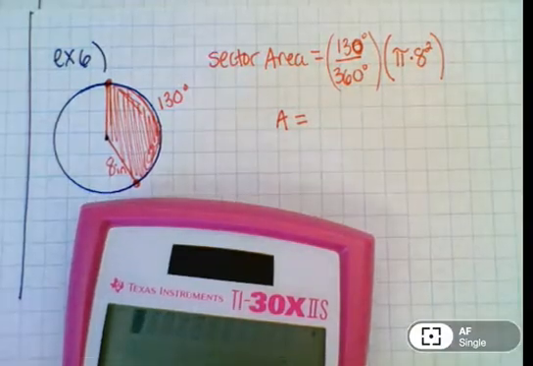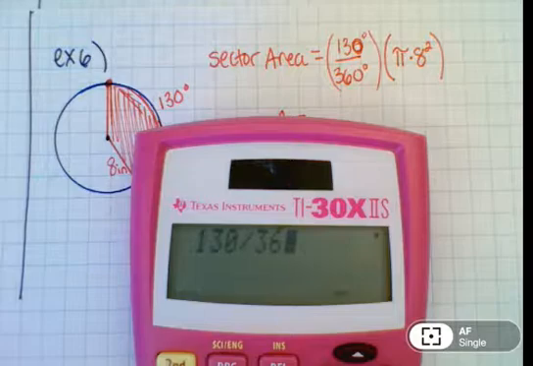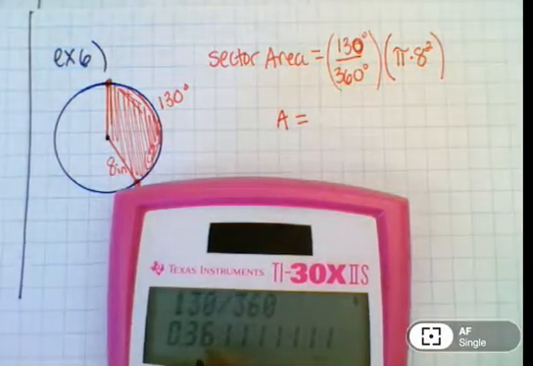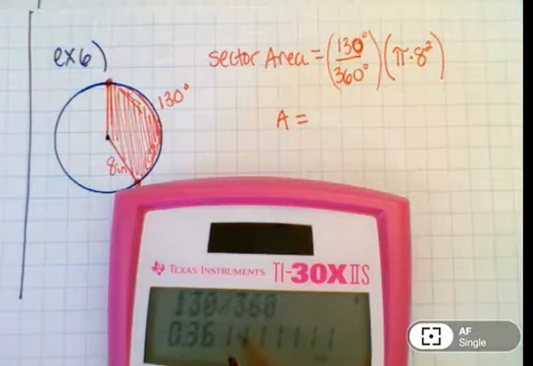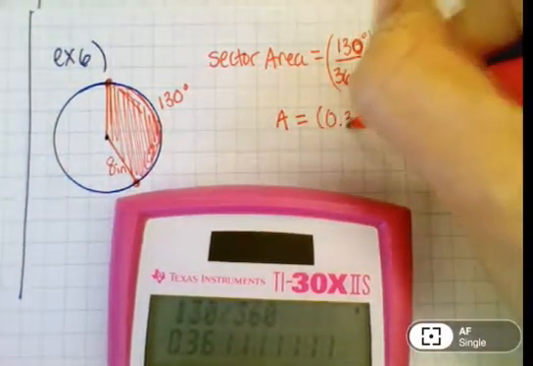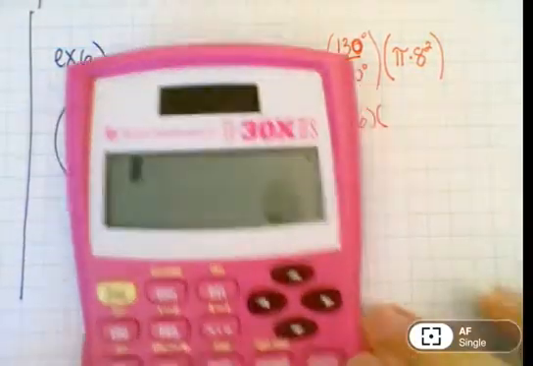The first thing I'm going to do is convert that fraction into a decimal. So 130 divided by 360. And I can approximate it. I'll round to the nearest hundredth. So the 36 is going to stay since that number is less than 5. So it's about 0.36.